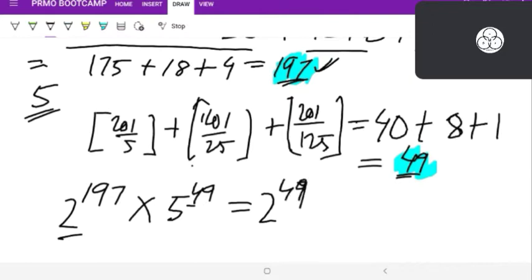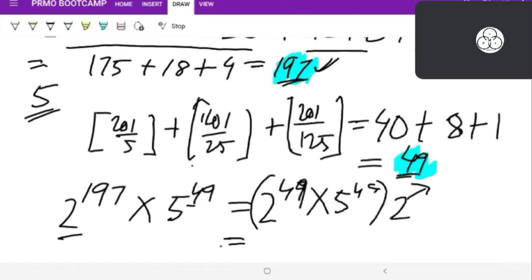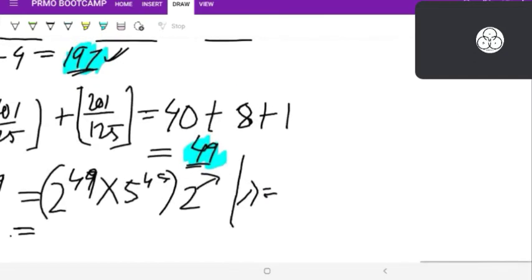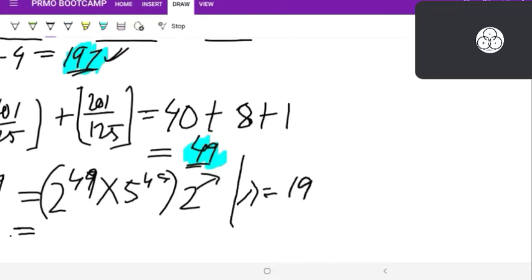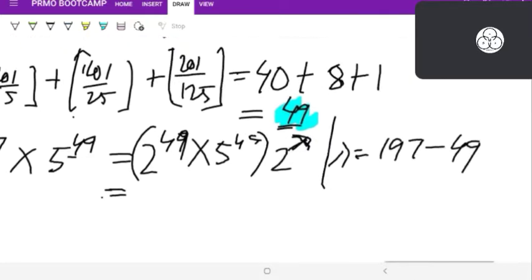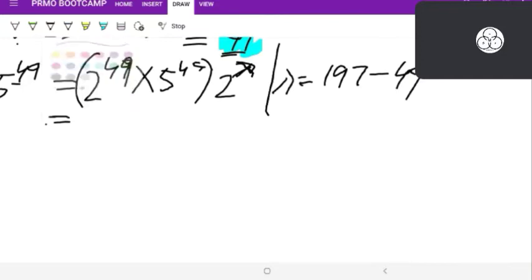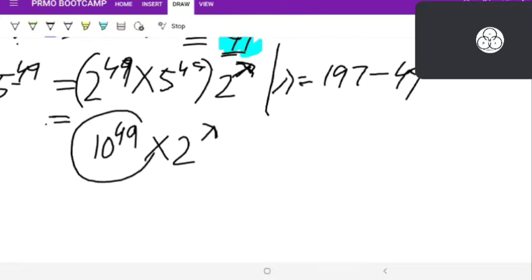49 into 5 to the power 49 multiplied by some 2 to the power lambda, whatever be the lambda. What is lambda? Lambda is 197 minus 49. Please do the calculation. I'm just considering this some lambda. This will be 10 to the power 49 times 2 to the power lambda. So number of zeros consecutively from the right side are 49.